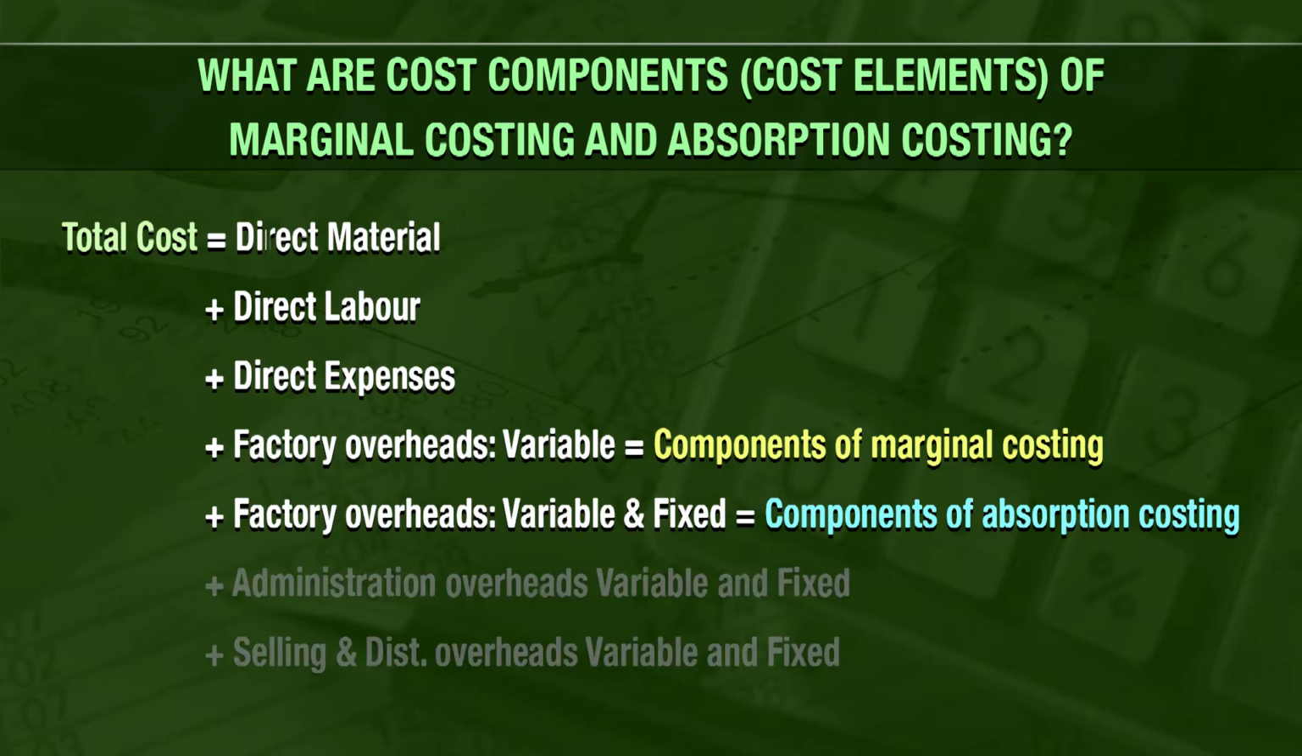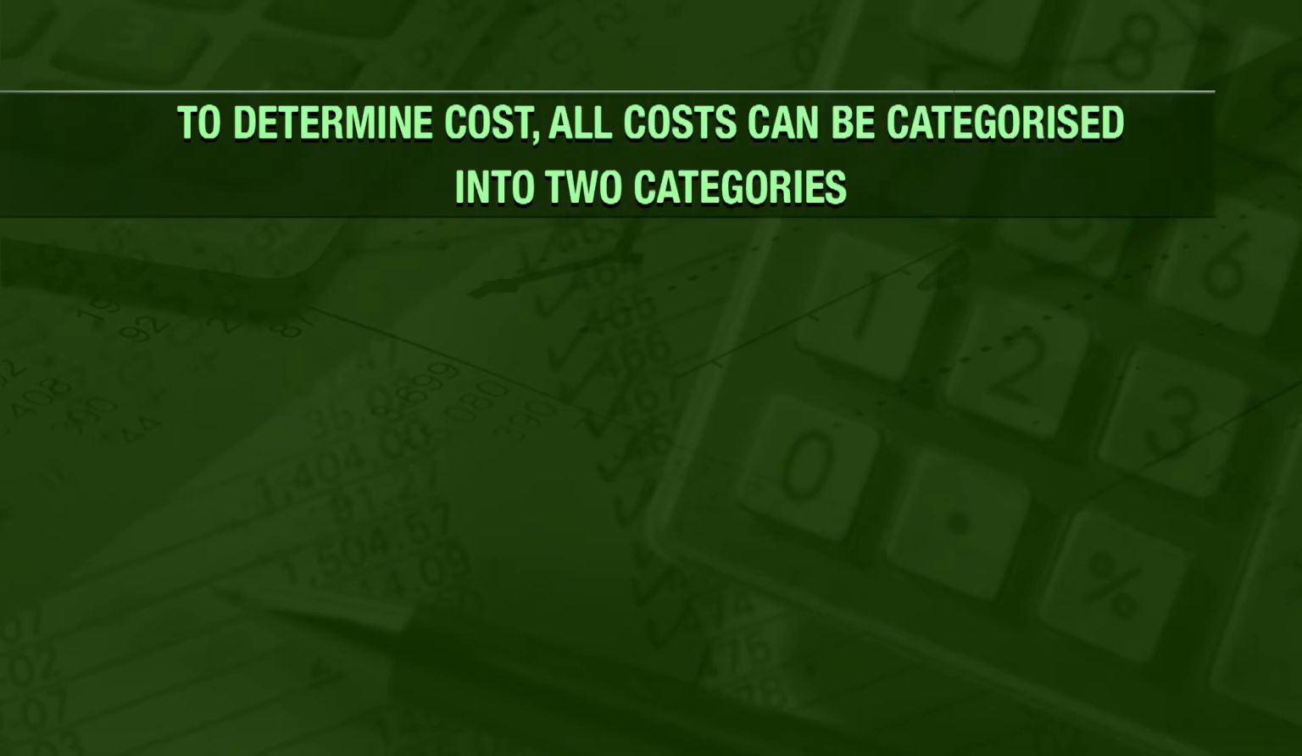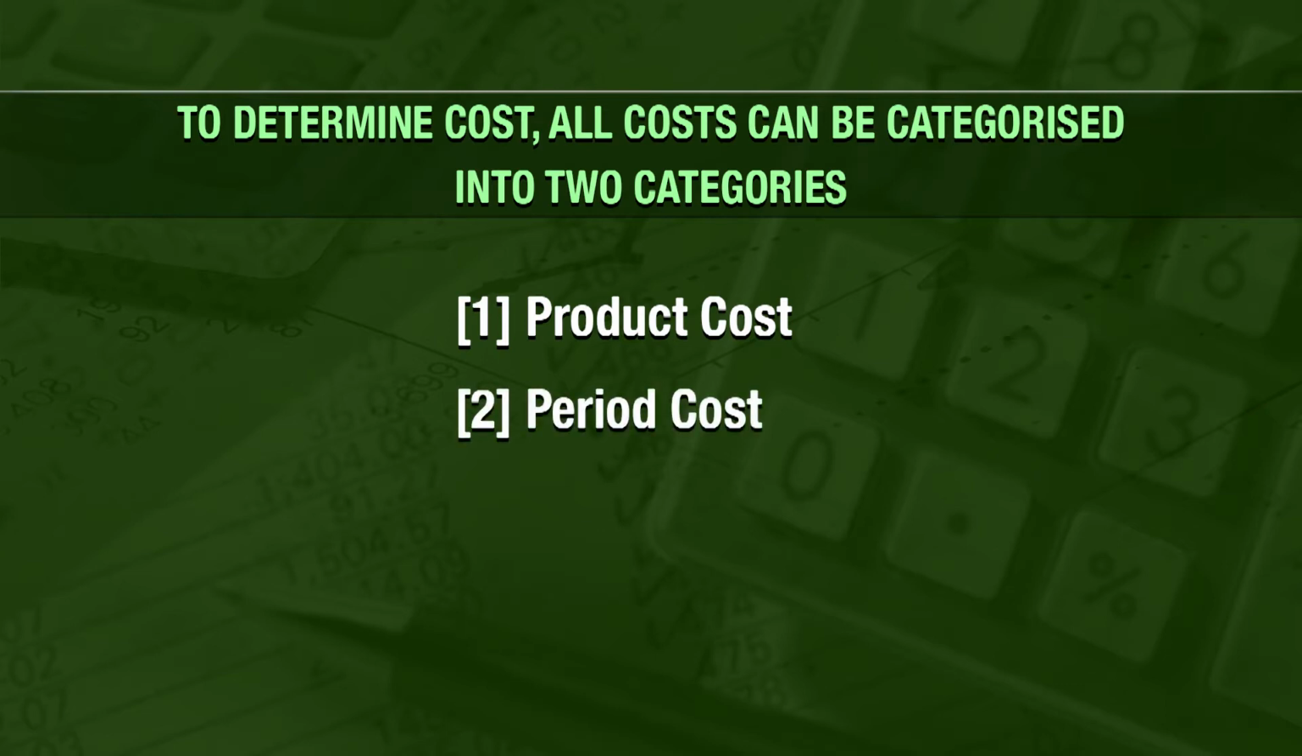In both the cases, in marginal costing and in absorption costing, we will not include administration overheads as well as selling and distribution overheads. As we have obtained information about different cost components, now these cost components can be categorized into two categories: product cost as well as period cost.